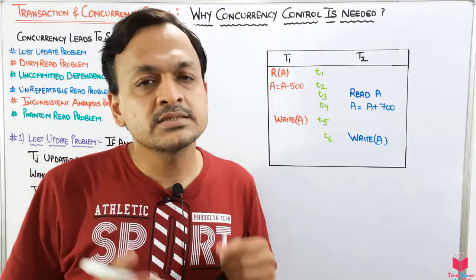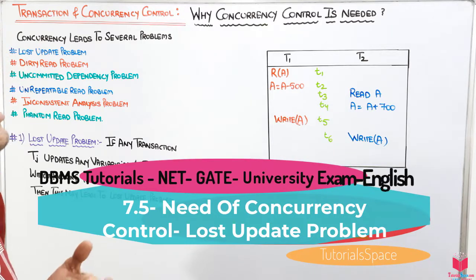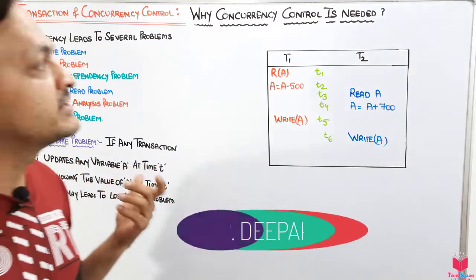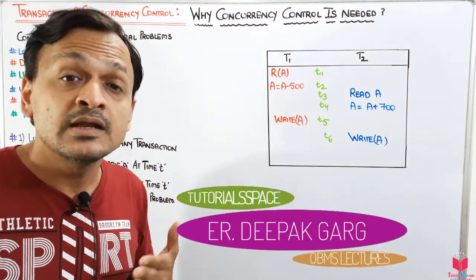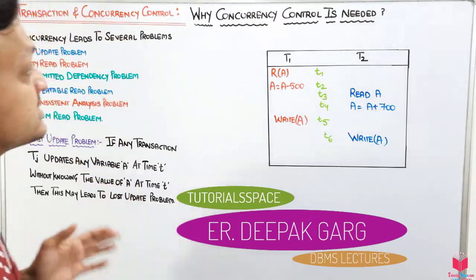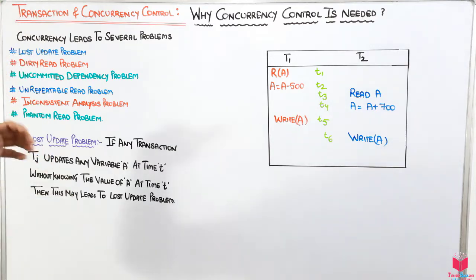Hello guys, today we will discuss why concurrency control is needed, or we can say the disadvantages of concurrency. In the last video we discussed what concurrency exactly is. Along with some advantages, it also comes with some disadvantages. So let's see what the disadvantages or problems are.